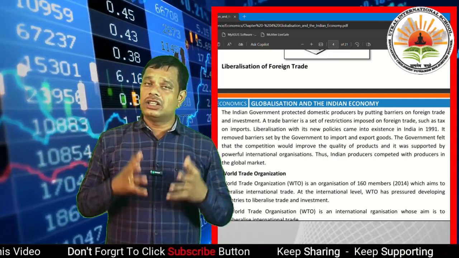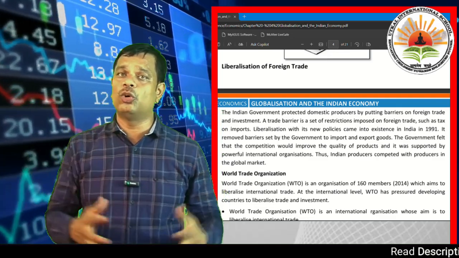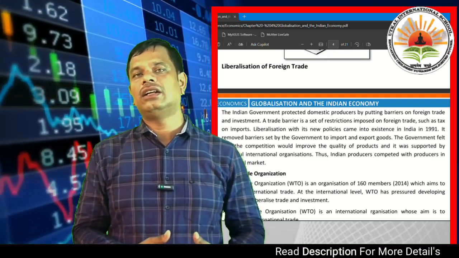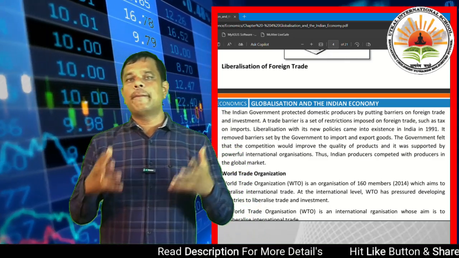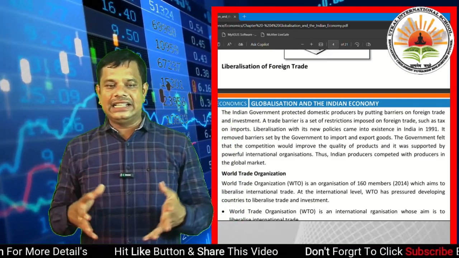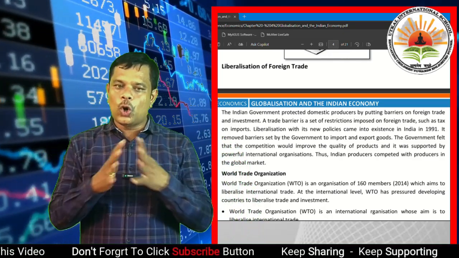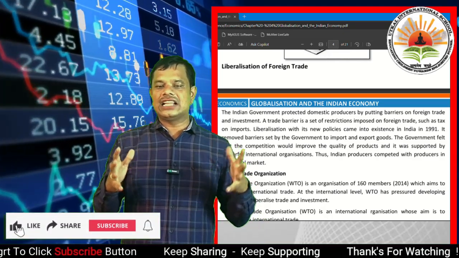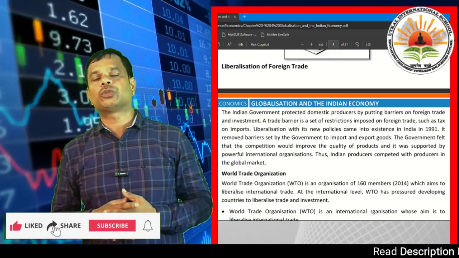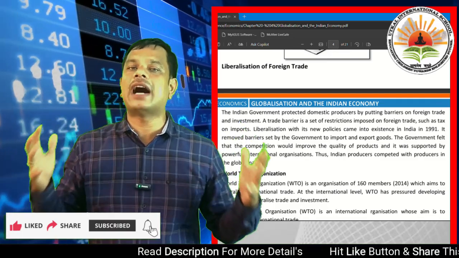Dear students, the name of liberation or open market became known to Indian people in the year 1991 under the prime ministership of P.V. Narasimha Rao, and it removed barriers. The Narasimha Rao government removed all the barriers the government had set on importing and exporting goods. They opened the market, opened India as an open market.